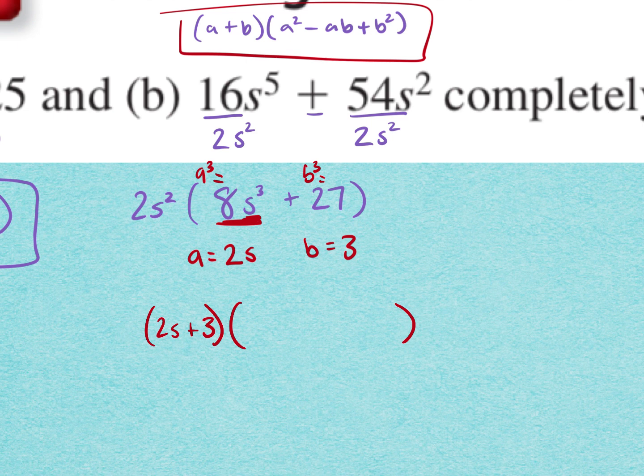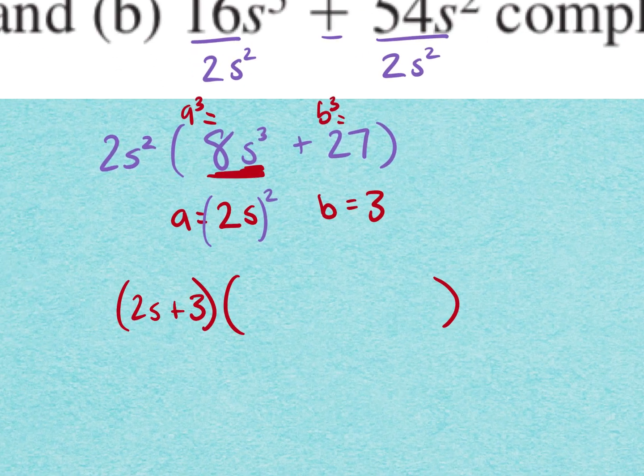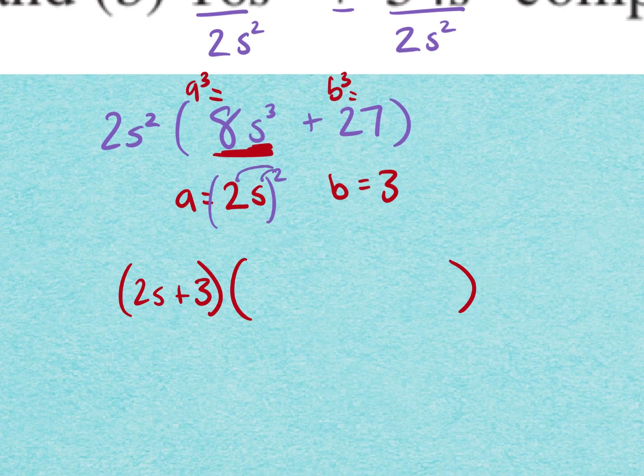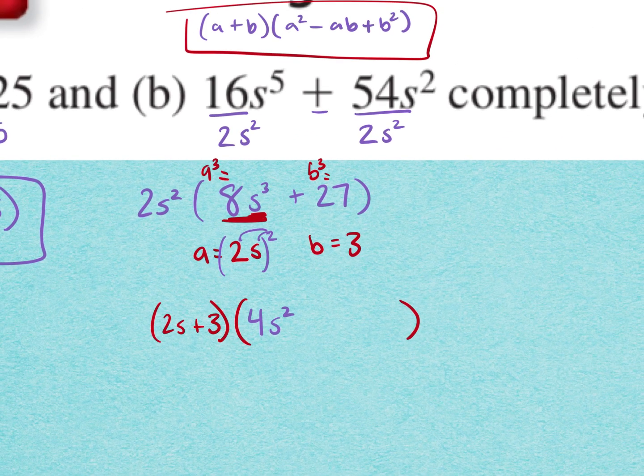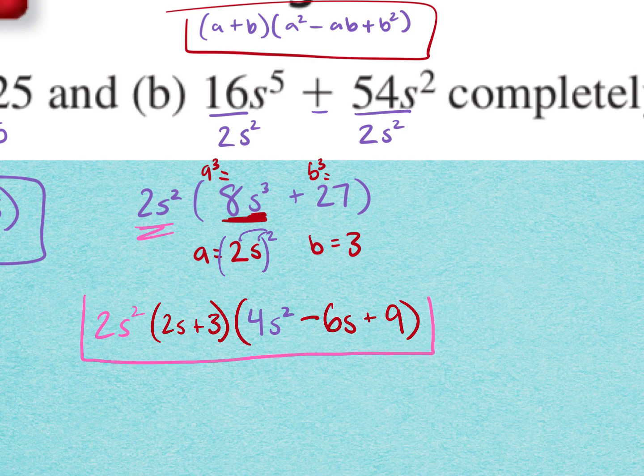2s squared. So it's this whole thing squared. So what is 2s squared? 4s squared. We have to square the 2 and square the s. So this would be 4s squared. Minus, what is a times b? 6s. And then plus, what's b squared? 9. And then we can't forget, we took out our GCF in the beginning, 2s squared. So we have to put that in the answer too. This would be our answer.